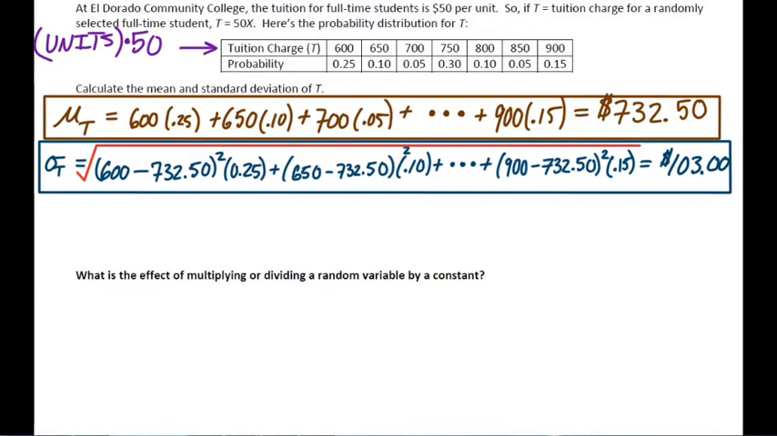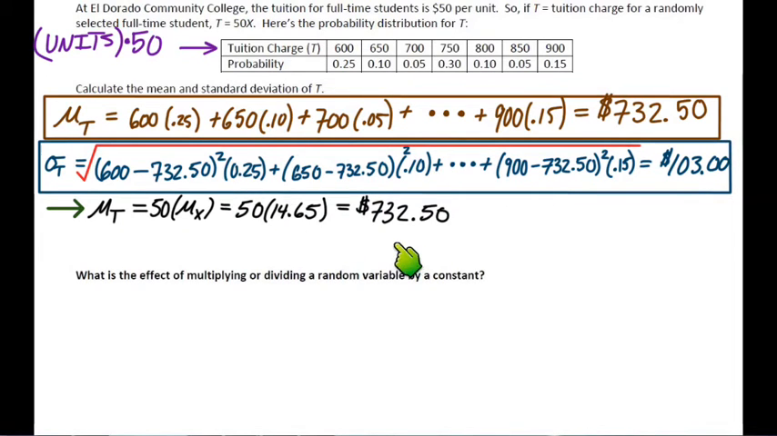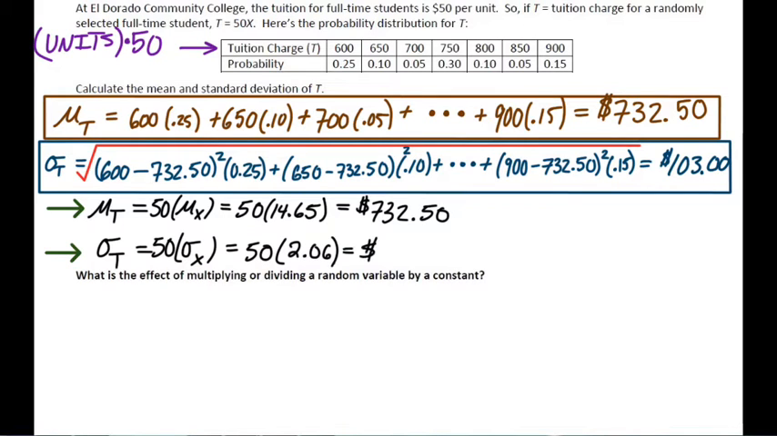And you might notice that's just $50 times the old standard deviation for x. So what does this show? That shows that the mean of t was just 50 times our old mean for x, which was 50 times 14.65. In other words, 732.50. And then for the standard deviation, it's just 50 times the old standard deviation for x. So 50 times 2.06 gives us $103.